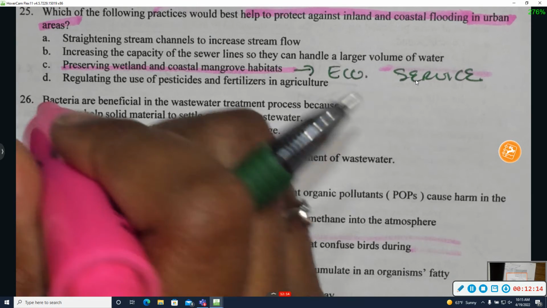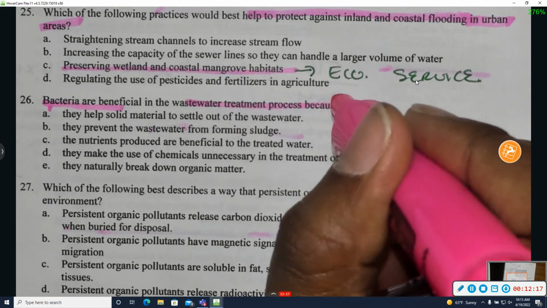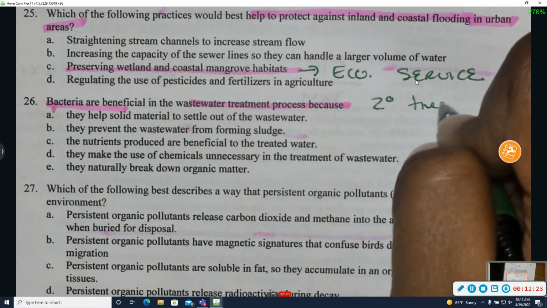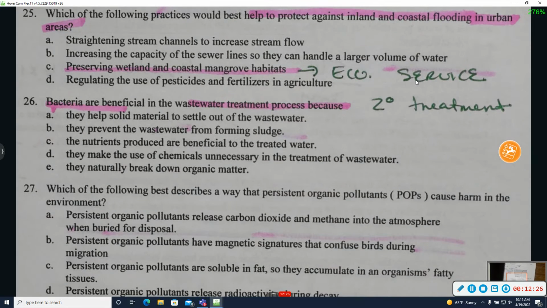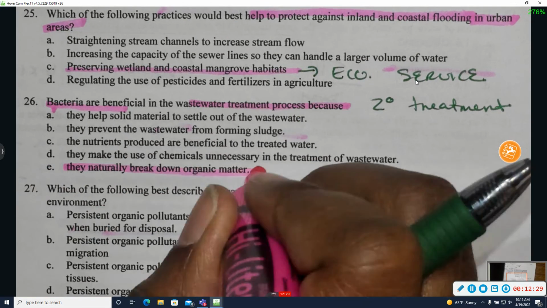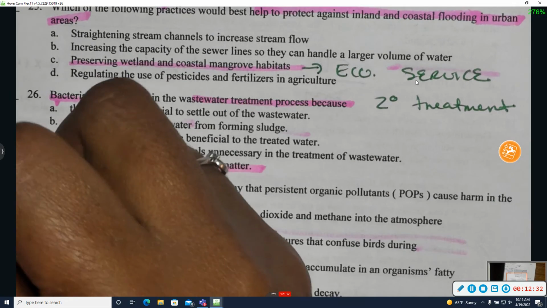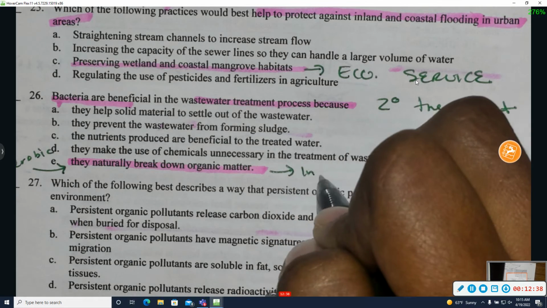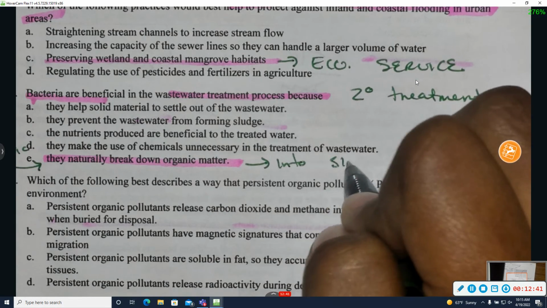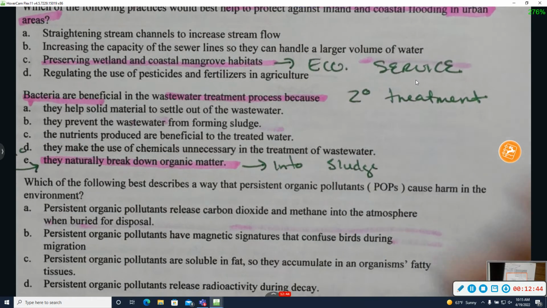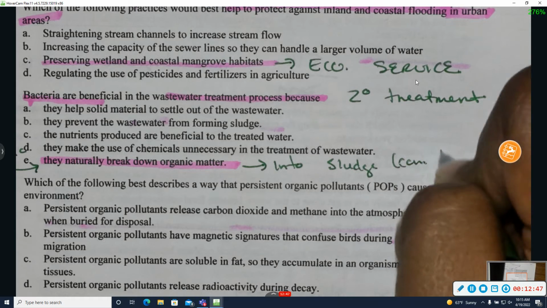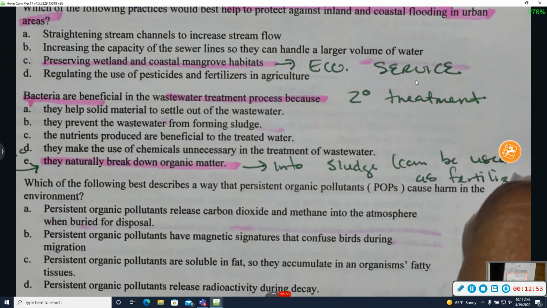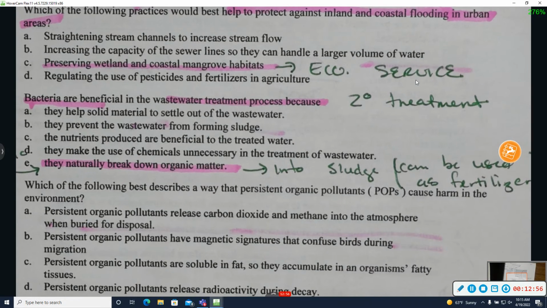So the next one, bacteria beneficial to wastewater treatment, and that's going to be in your secondary treatment. We just went over that earlier, and so they naturally break down organic matter. Remember, that is an aerobic process, requiring oxygen, and so they break down that organic matter into what we call sludge, which can then be used as fertilizer later. Okay, and that's that secondary treatment.